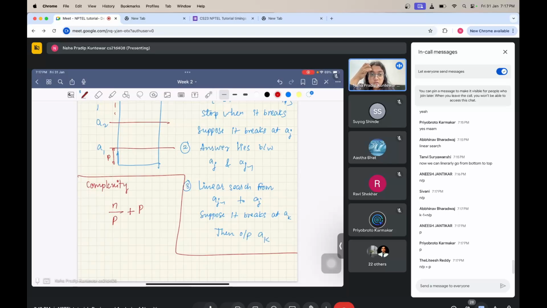I think Suyog was asking whether it was square root n or log n, I don't remember what you said. Log n. Yeah, log n. So what is the most optimal thing? In this case, if I want to optimize, as in I want to minimize this quantity, then what is the value of p that I should choose?